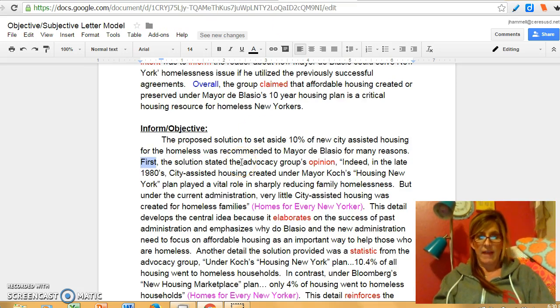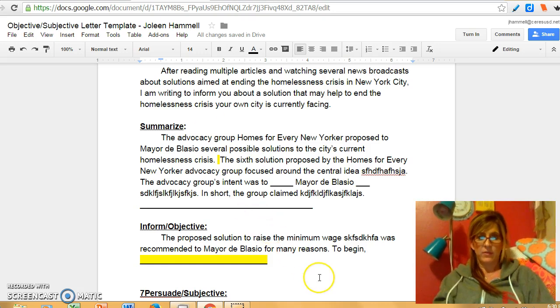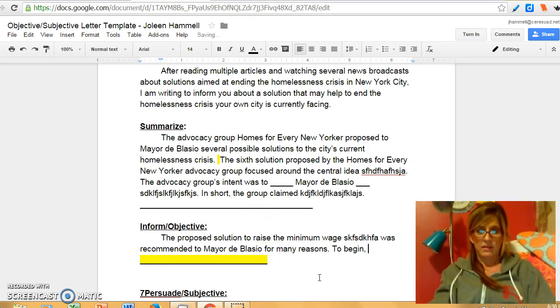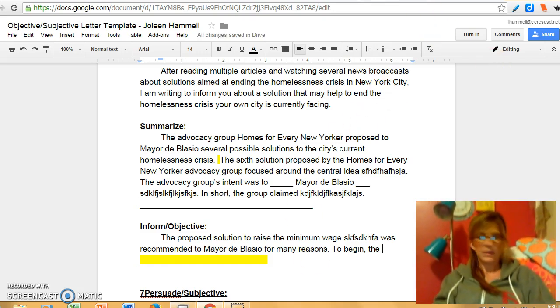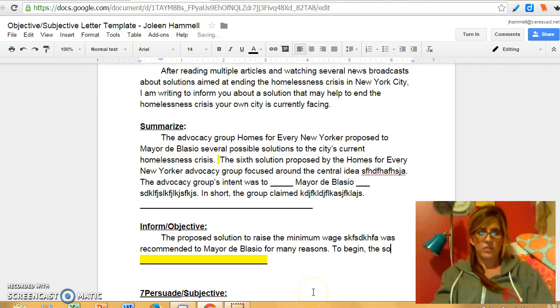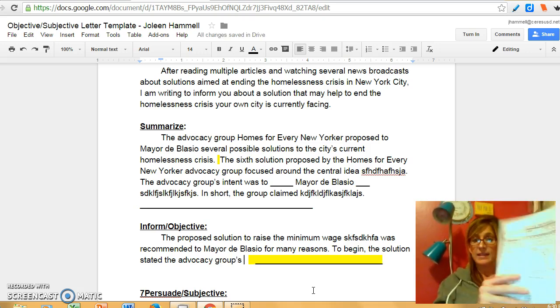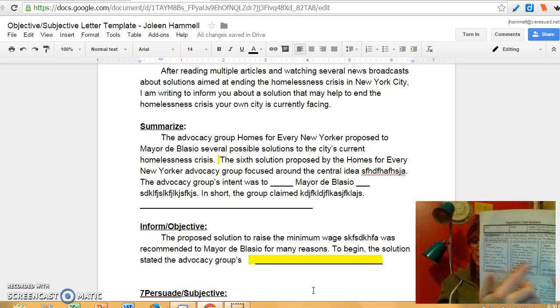The solution stated the advocacy group's opinion. Ooh, here's a great opportunity to use a buzzword. So you can continue just like that. The solution stated the advocacy groups, and you're going to put in whatever supporting detail. What did that say again? I'm so sorry. The solution stated the advocacy group's opinion, or well, not opinion. It's going to depend what the type is that you get from the box.